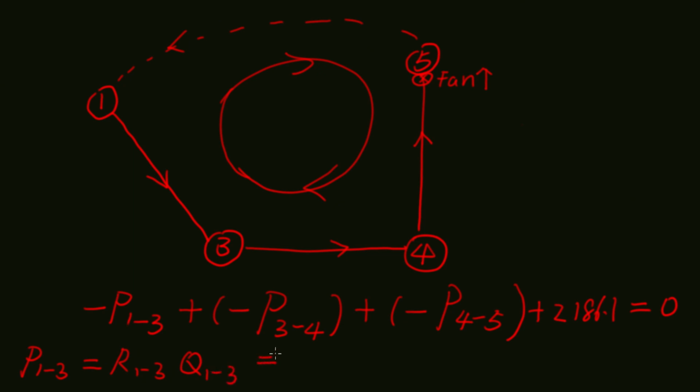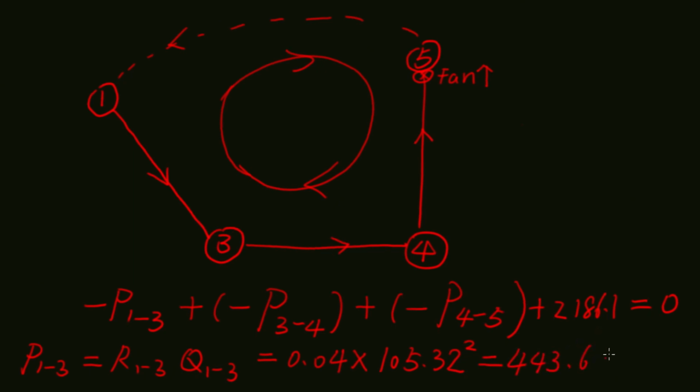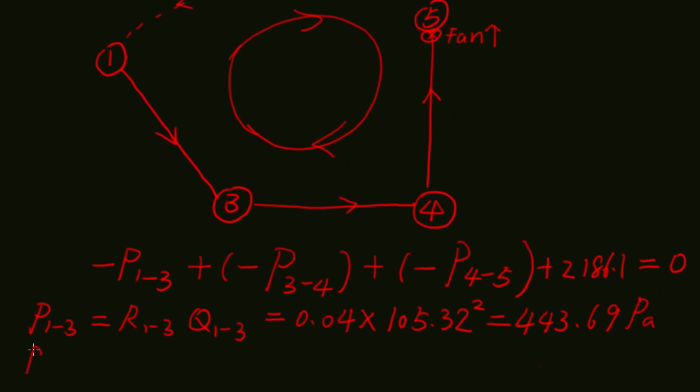Pressure drop 1 to 3 equals R1 to 3 Q1 to 3 squared. R1 to 3 is given, 0.04. Q1 to 3 has been calculated in question 5, that is 105.32, squared, which equals 443.69 Pascal.